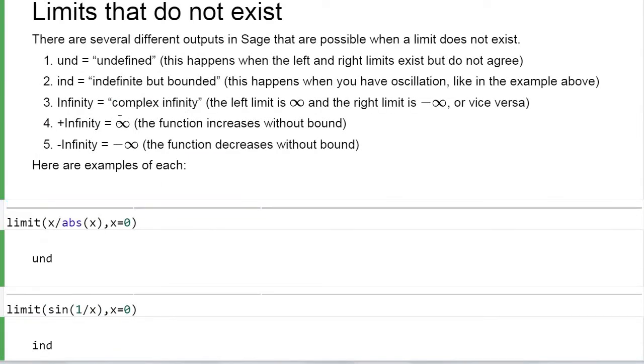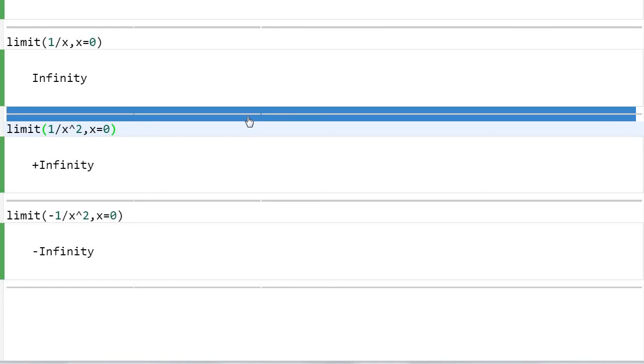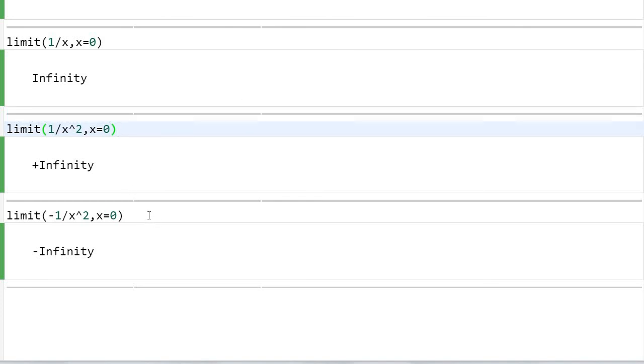And then there's positive infinity, where the function actually increases without bound from both left and right. And then negative infinity, where the function decreases without bound from both the left and right. So for example, 1 over x squared. In that case, because of the squared, it's similar to 1 over x, but both sides of that function point up. So you get positive infinity. And then minus 1 over x squared, in that case, both branches point down, and you get negative infinity.